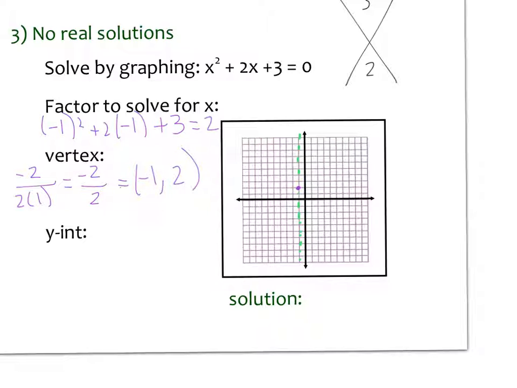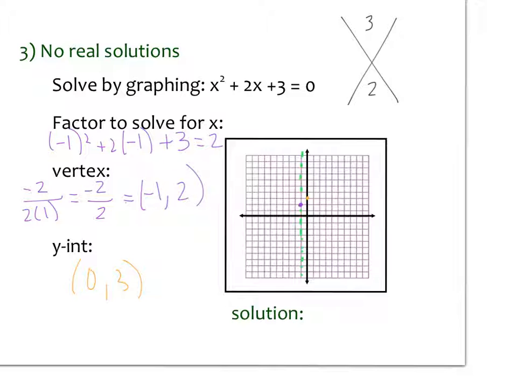All right, let's find the y-intercept here. The y-intercept is going to be whatever c is, and in this case here, it is going to be 3, so my y-intercept is at (0, 3). I'm going to go graph that right now. I've graphed my y-intercept in orange.